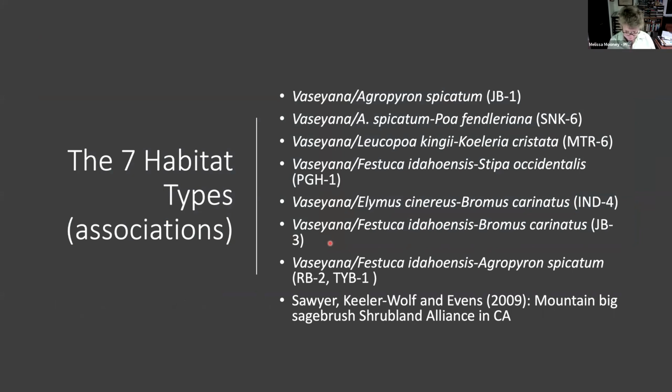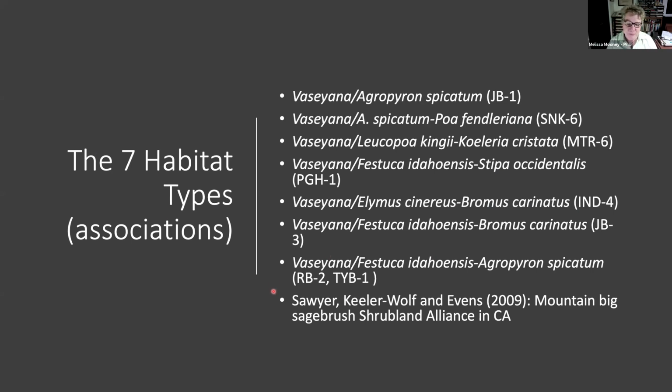So, what was the outcome? I had 7 habitat types or associations identified, and I'm going to run through each of them. I decided if I was going to show slides, I at least had to show slides of the habitat types, but I realized that in showing slides of sagebrush-grass habitat types, they all kind of look alike. There's sagebrush and there's grass, and they look very similar.